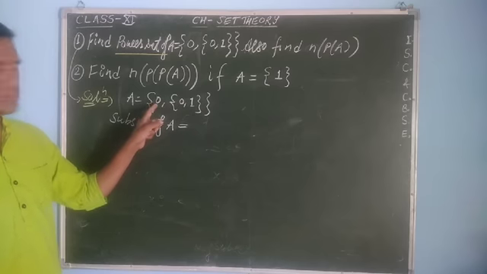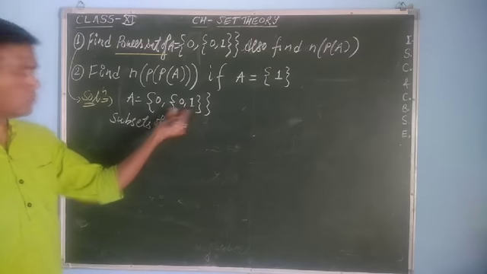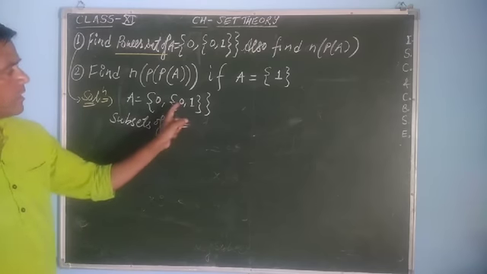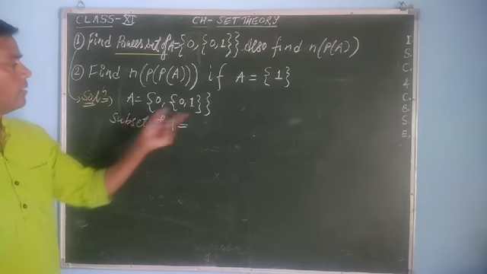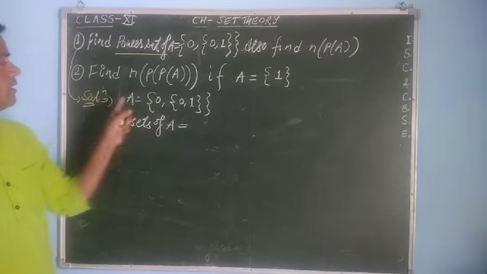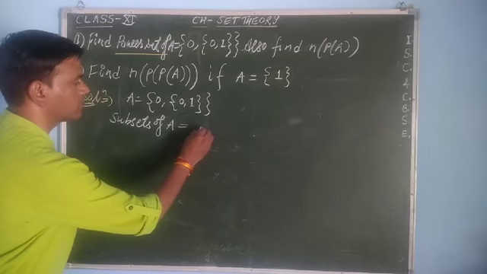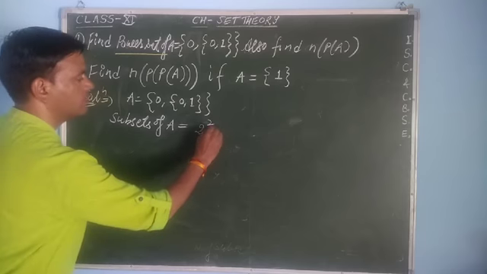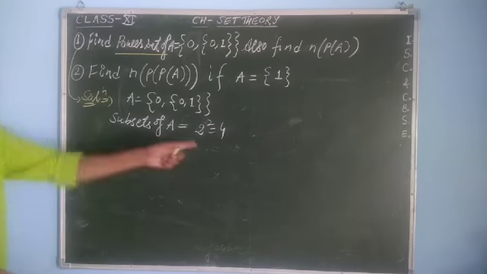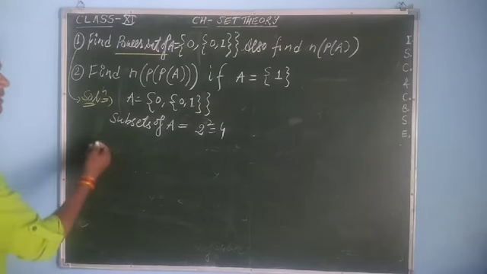So how many elements does the set have? This is 1 and this is 2. We will not count this as separately 1, 2. This is an element in itself, and these curly braces are representing this set. So the total number of subsets is 2 to the power 2 elements. It means 4.